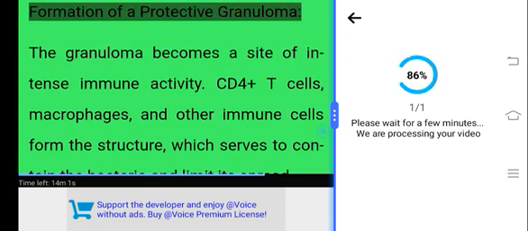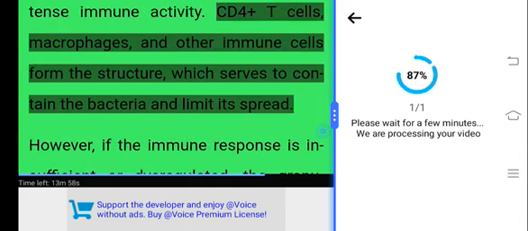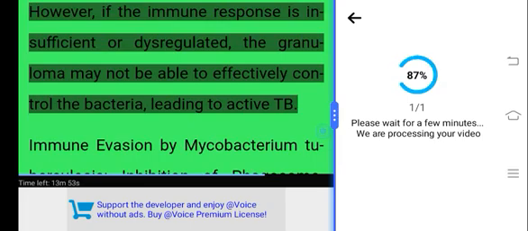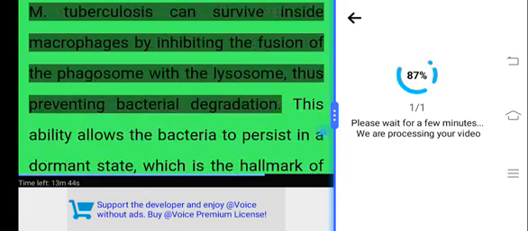Formation of a protective granuloma. The granuloma becomes a site of intense immune activity. CD4+ T cells, macrophages, and other immune cells form a structure which serves to contain the bacteria and limit its spread. However, if the immune response is insufficient or dysregulated, the granuloma may not be able to effectively control the bacteria, leading to active TB. Immune evasion by Mycobacterium tuberculosis: inhibition of phagosome-lysosome fusion.